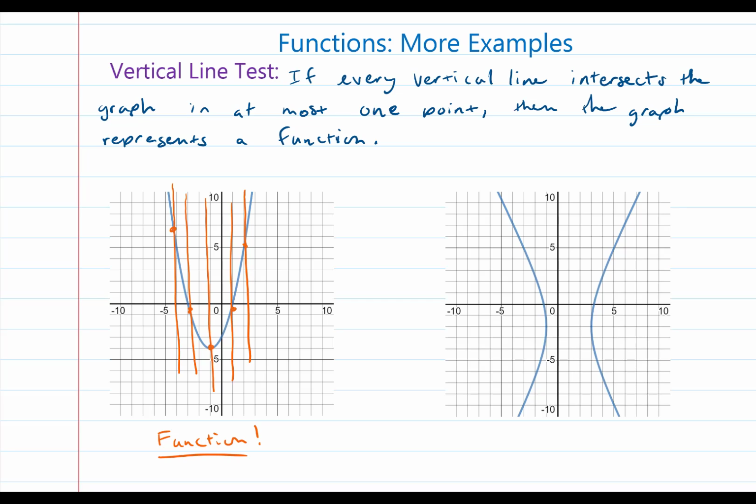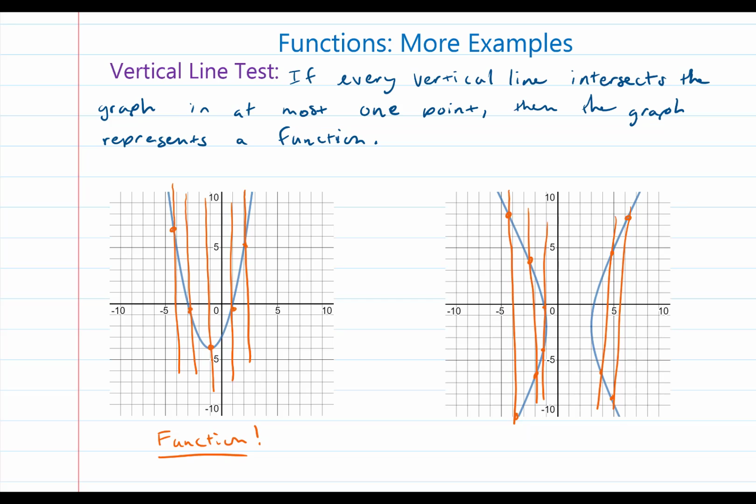Let's now look at the second graph, which actually has two different curves. And so again, let's make our series of vertical lines. Well, it doesn't take long for us to see clearly that our graph does intersect each of these vertical lines in more than one place, in two places to be exact. So because of that, and I'm sorry for my pretty terrible vertical lines, but anyway, you get the idea. Each of these vertical lines is intersecting the graph at more than one point.